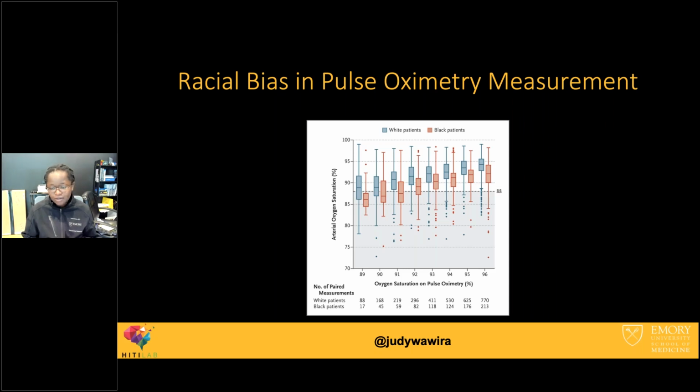Now, if you're very sick and admitted to the ICU, then what we will do is take a direct measurement through your artery, usually at the wrist, and we'll take a small amount of blood and measure how much oxygen your blood has. And it turns out that there's actually a difference for white patients and black patients. And 88 is a very, very important marker because this is the occult hypoxemia.